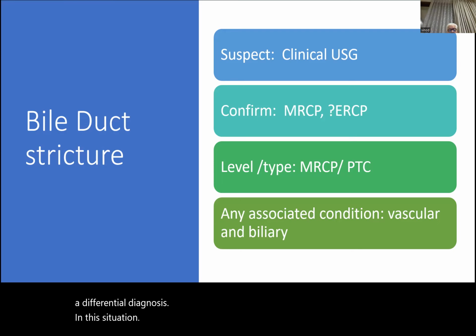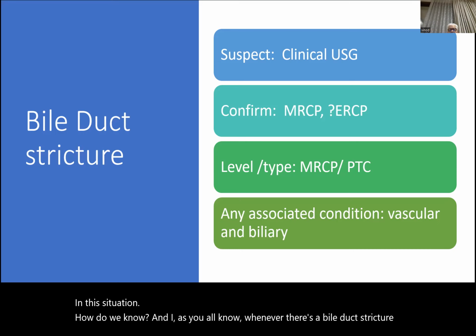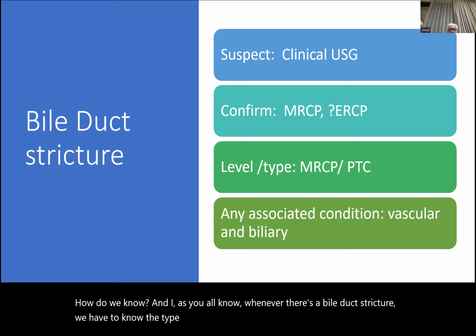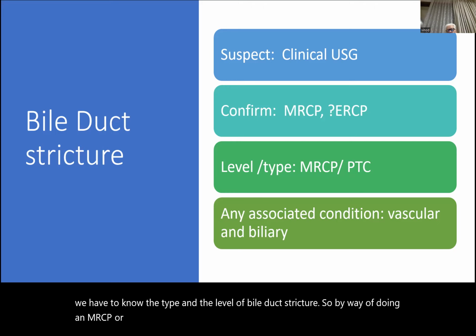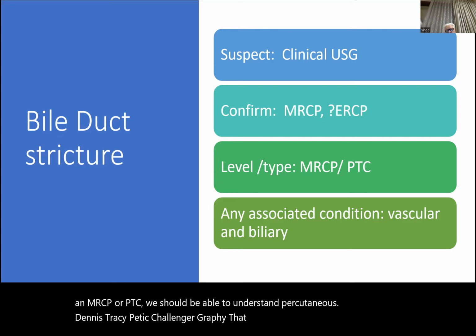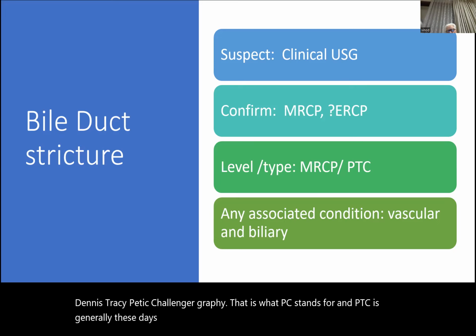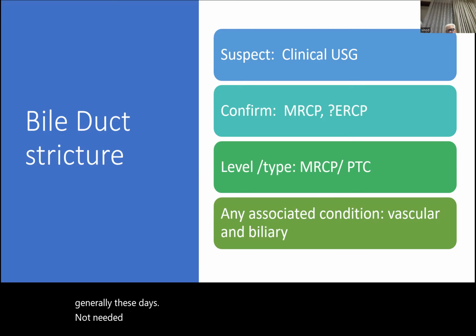How do we know? As you all know, whenever there's a bile duct stricture, we have to know the type and the level of bile duct stricture. So by way of doing an MRCP or PTC, percutaneous transhepatic cholangiography, that is what PTC stands for, we should be able to understand. And PTC is generally not needed these days because all other armamentarium is good enough to tell us about the site of obstruction.